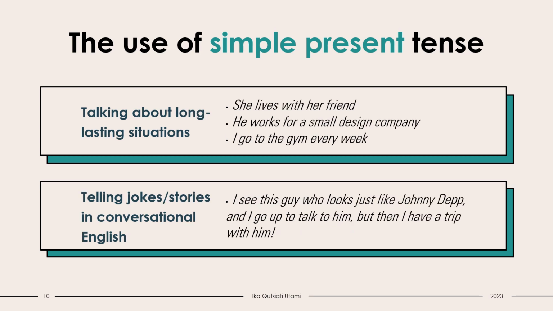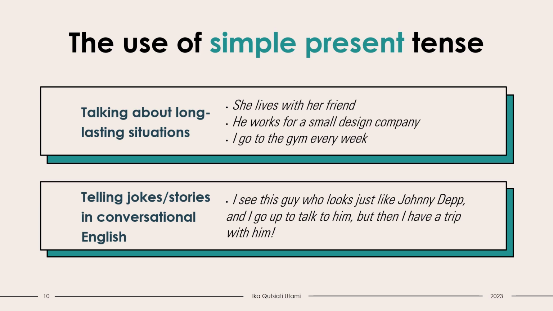We move to the number 5, talking about long-lasting situations. For example, if you say she lives with her friend or she's living with her friend, do you think they are the same? She's living and she lives. If not, what is the difference? Actually, they are different.